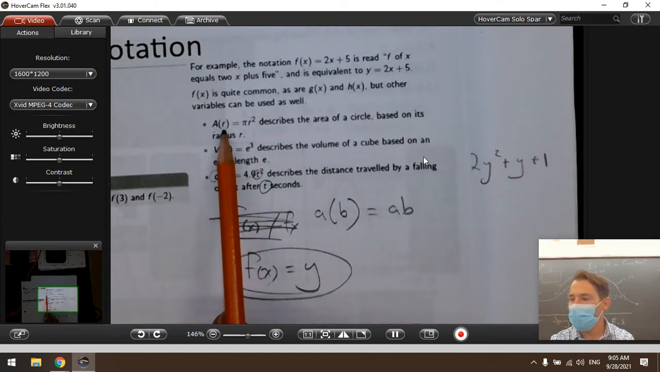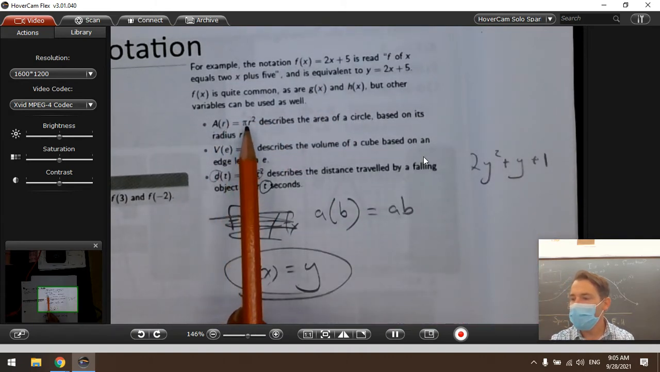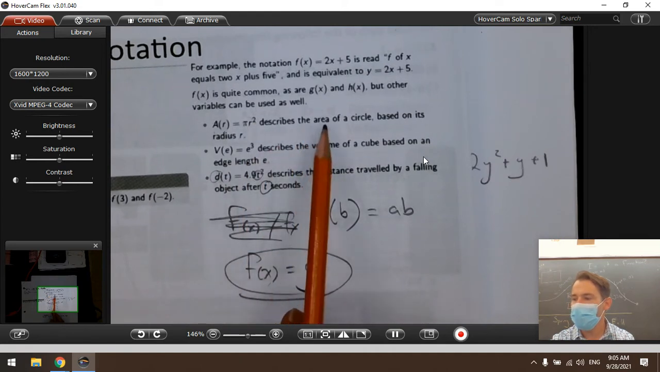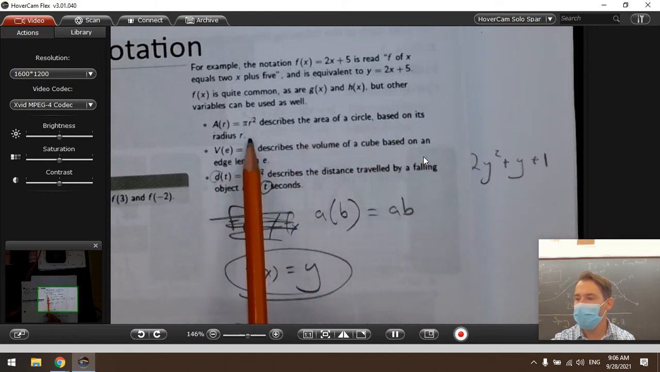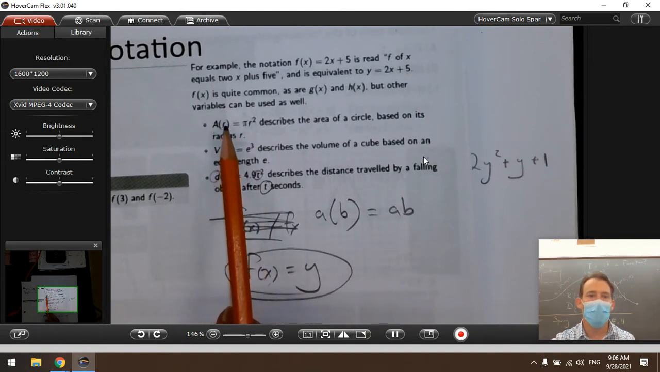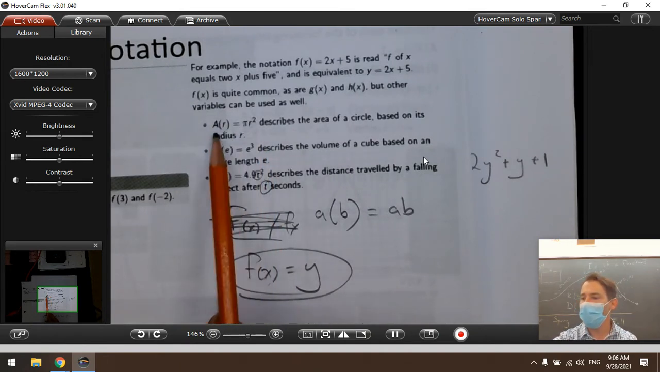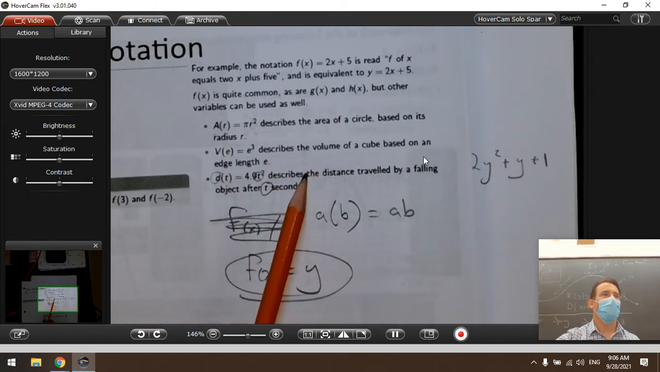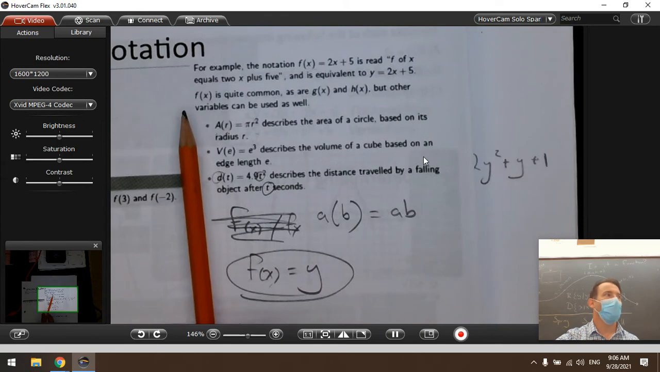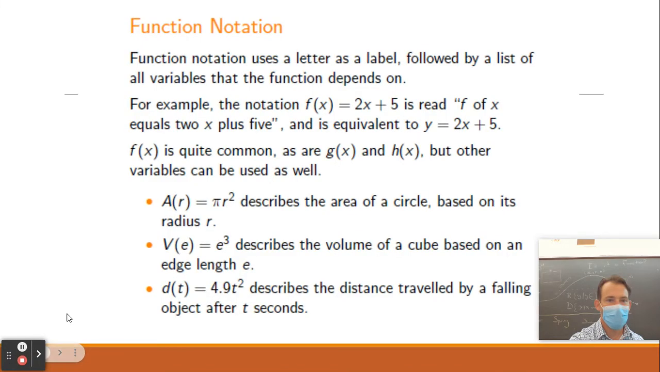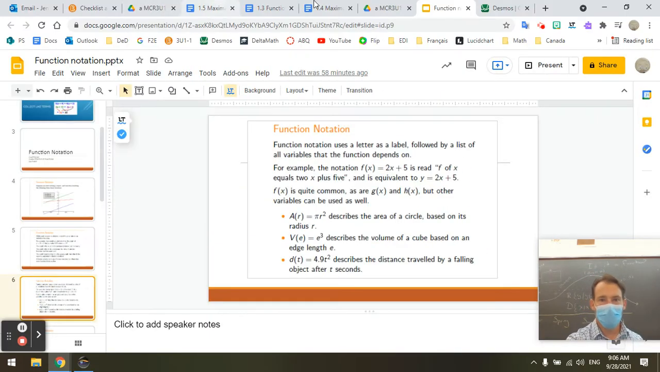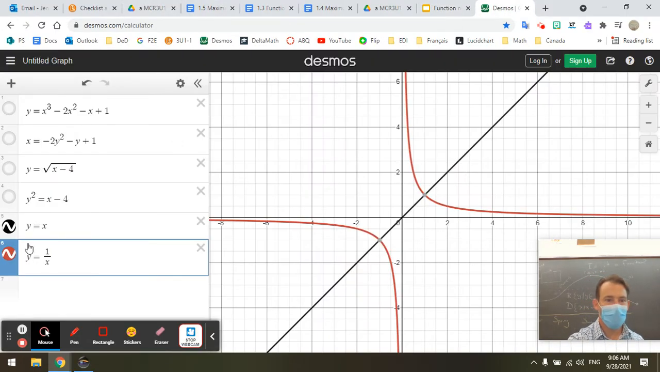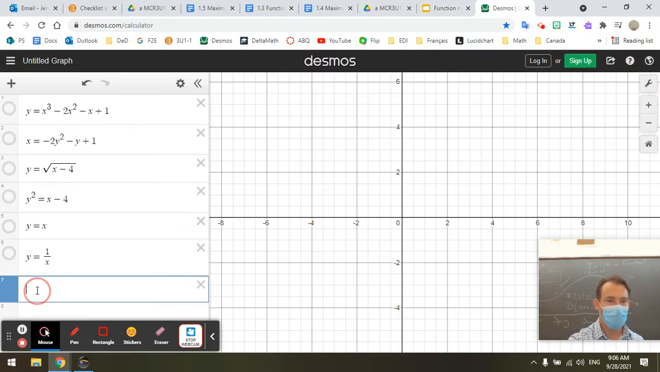But here are some common functions. And we have A of r is pi r squared. This describes the area of a circle based on its radius r. So r would be my inputs, and area would be my outputs. And what shape would that make if I graph it, pi r squared? So it's describing the area of a circle, but if I put this in here to Desmos, you're going to tell me, oh yeah, okay, we see it, Mr. Jennings, I know.